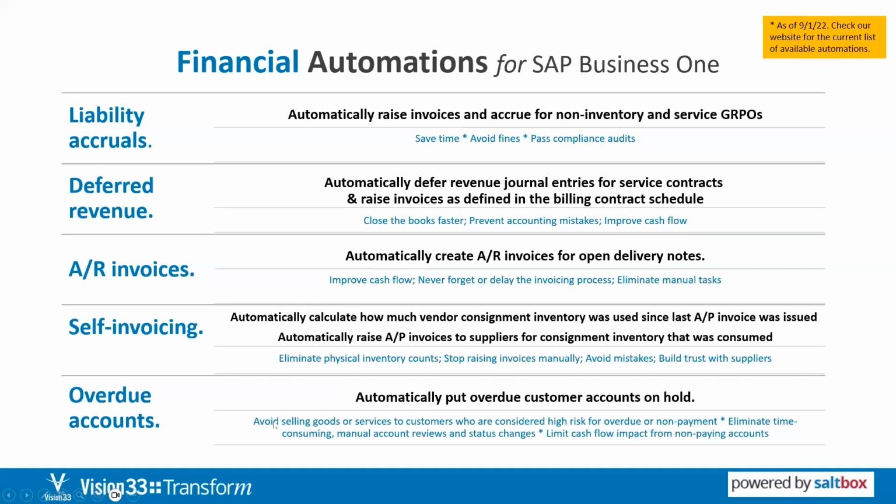So let me go through a few other automations that are already available in the list of automations that we currently have for automations for SAP Business One in the financial area of business. First, let's talk about liability accruals. This will automatically raise invoices and accrue for non-inventory and service GRPOs. That's one. And how about deferred revenue? We can automatically defer revenue journal entries for service contracts and raise invoices as defined in the billing contract schedule. There's a lot of detail that goes into making that happen, two or three different things that have to happen, and we can automate that.